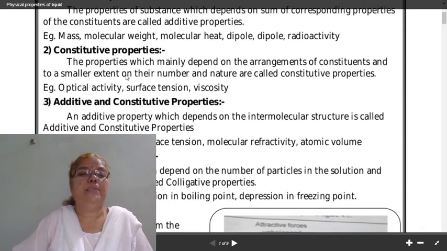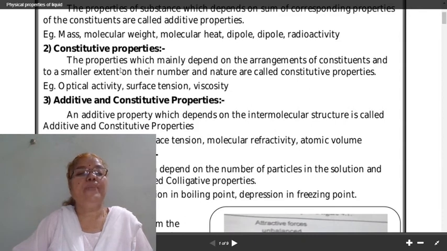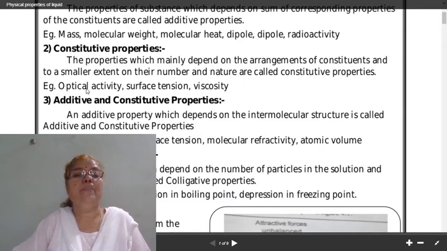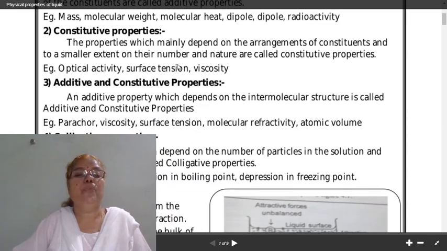These properties are additive properties. Then the second class of physical property is constitutive property. Constitutive property mainly depends on the arrangement of constituents and to a smaller extent on their number and nature. These properties are called constitutive properties. For example, optical activity, surface tension, and viscosity. These properties are constitutive properties.